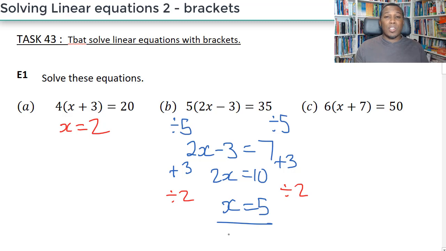So my answer, x equals 5. I think that's my answer. I'm going to check to make sure. And I substitute 2 times 5 is 10. 10 take away 3 is 7. 7 5s, 35. Yes, we're correct using the balancing method.